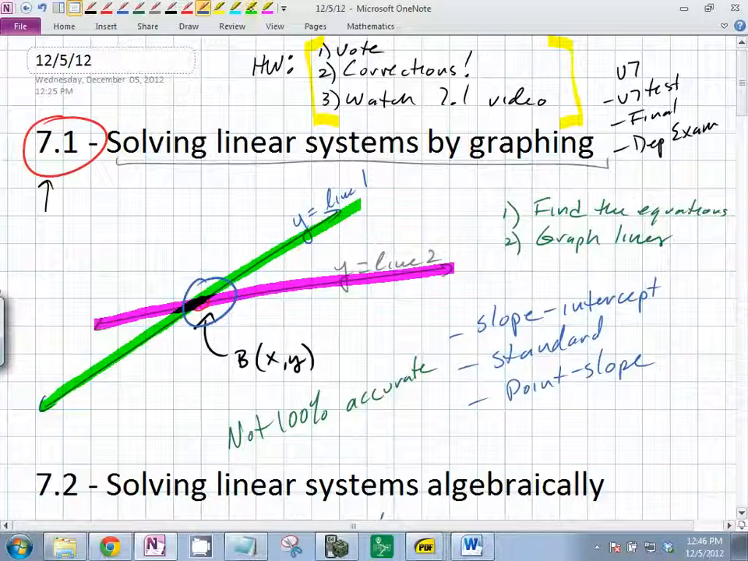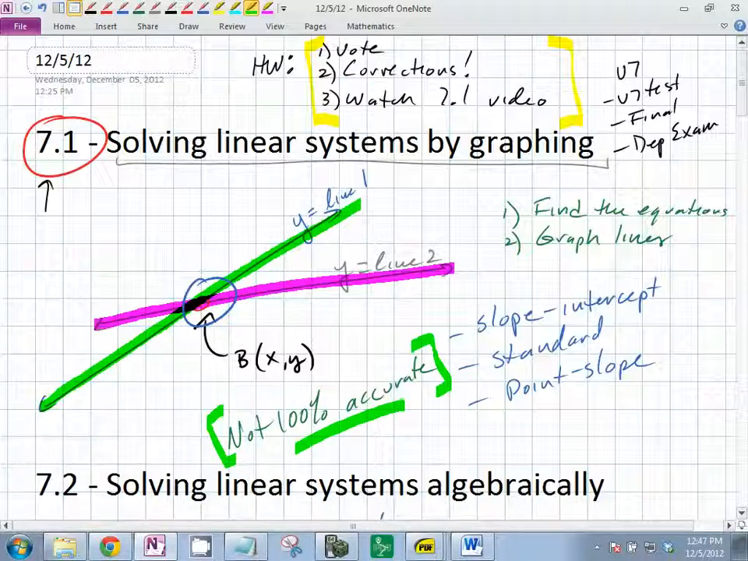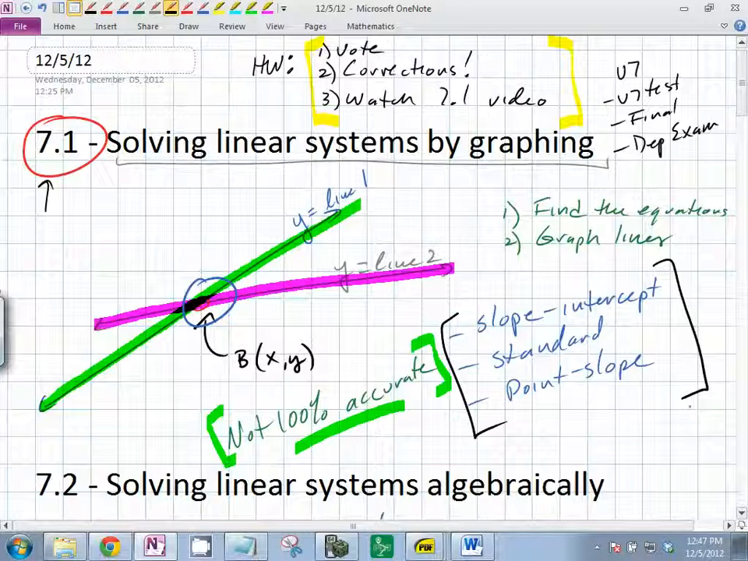It's important to note that this is not 100% accurate, because you're going to be looking at your graph and guessing where the point of intersection is. Sometimes it'll work really, really nicely. Sometimes it might be off a little bit. You also need to remember that there are 3 types of lines that we could be working with: slope-intercept, standard form, or lines written in point-slope form. So you're going to have multiple equations, and you're looking for the point that works in both equations. You're going to do that by graphing.